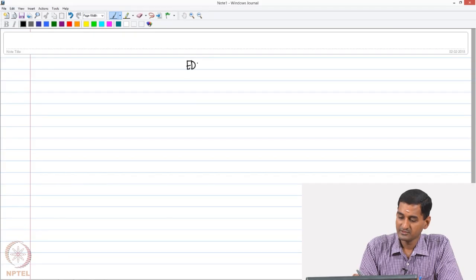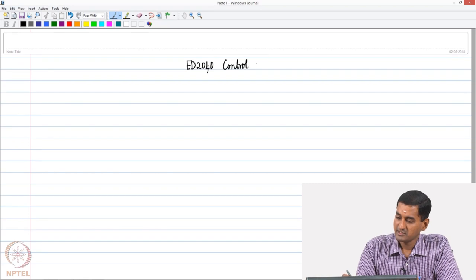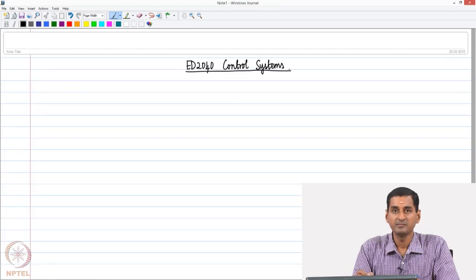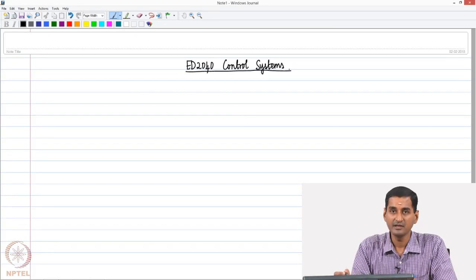So this is a course on control systems, and to be more specific, this is a first level undergraduate course on control systems, where we are going to learn the basics behind what is called classical control theory. And we would learn how to design controllers for dynamic systems that we encounter in practice. Before we go into the details of what we would learn in this particular course, let's look at the title of this course.